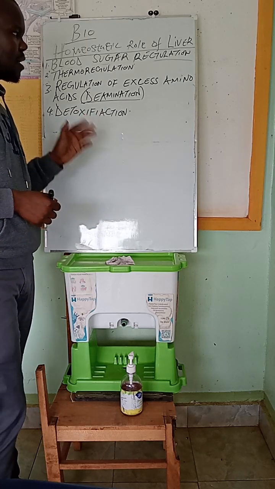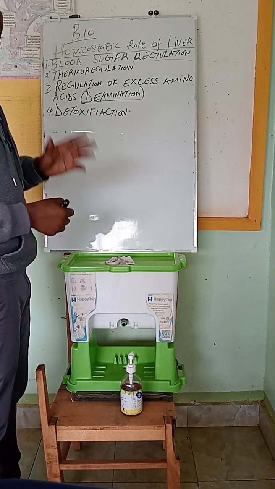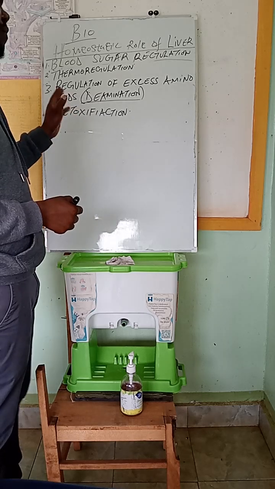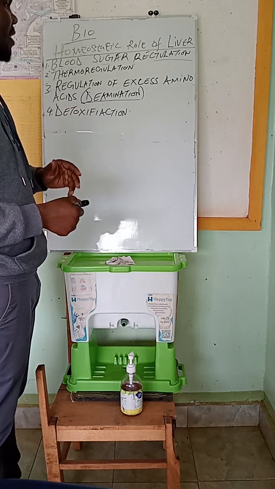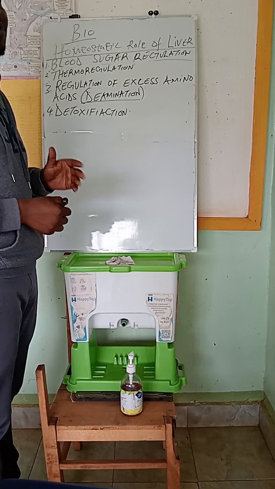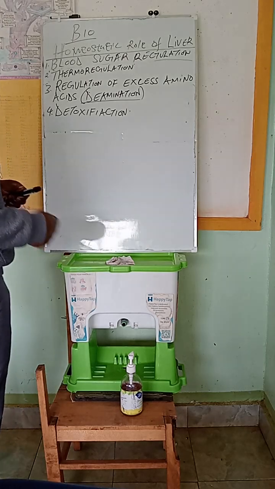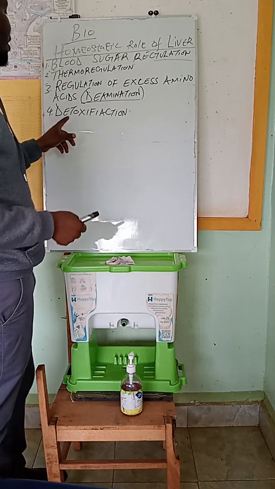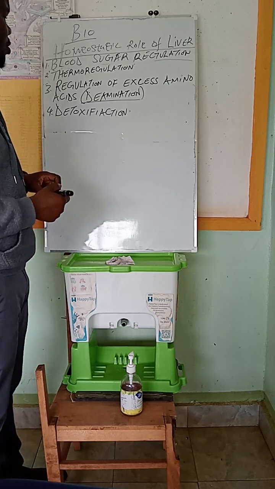And how will they be deaminated? We break them down to urea. Because of their toxic nature, we first break proteins to amino acids, then the amino acids have to be broken down to urea, which is less toxic and is eliminated as urine. Then we have detoxification.